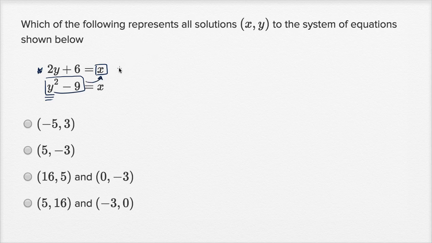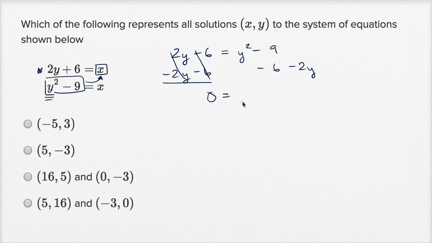If you do that, you then can solve for y, the y of a solution to this system. So you have 2y plus 6 is equal to y squared minus 9. And so let's just get zeros on the left-hand side. We could subtract 2y from both sides, and we could subtract 6 from both sides. Then on the left-hand side, we're going to be left with 0, and on the right-hand side, let me write it the other way around: y squared minus 2y minus 15.